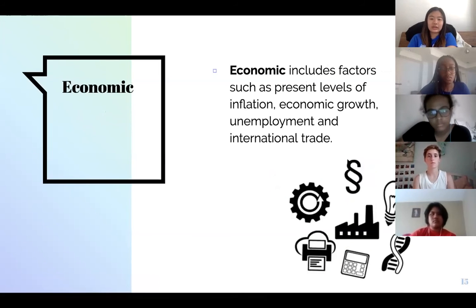So economic, this includes factors such as inflation, economic growth, unemployment, and even international trade.